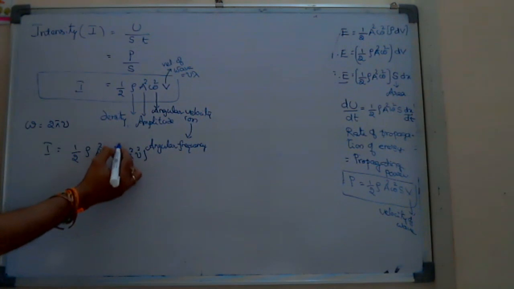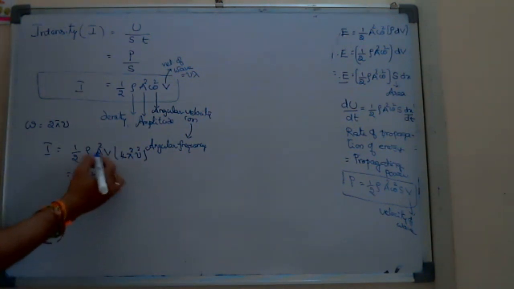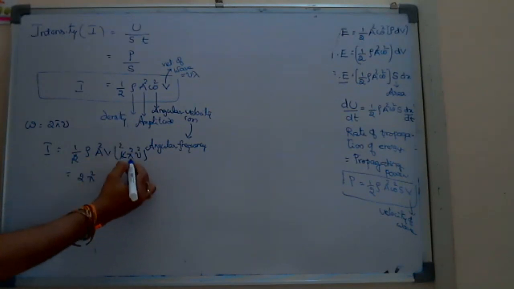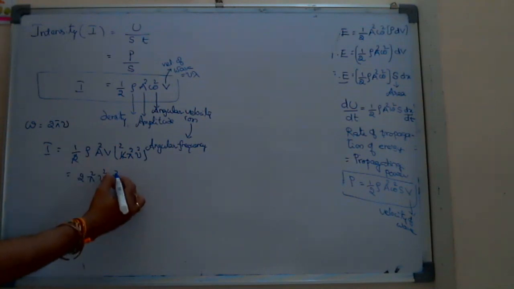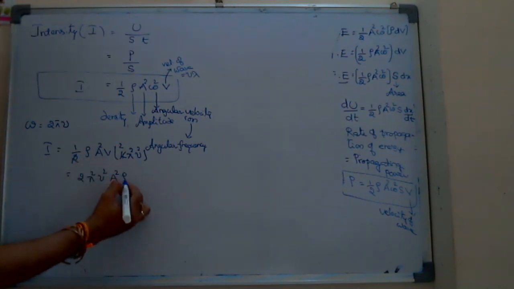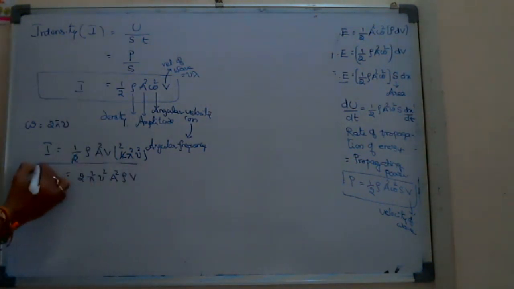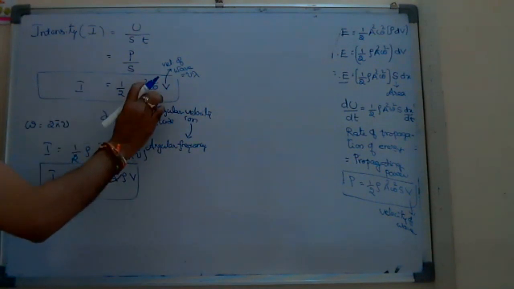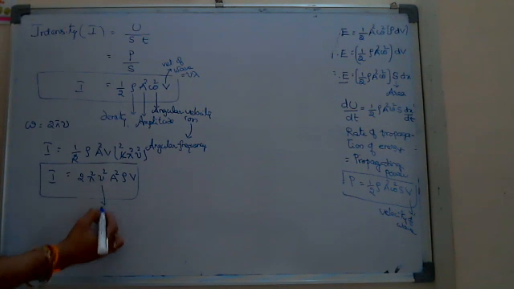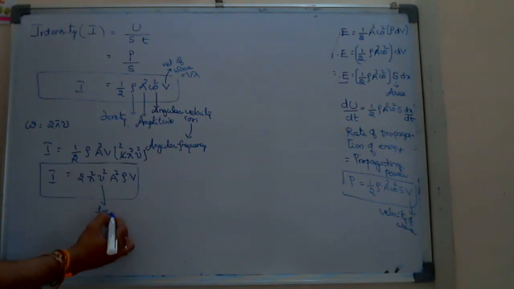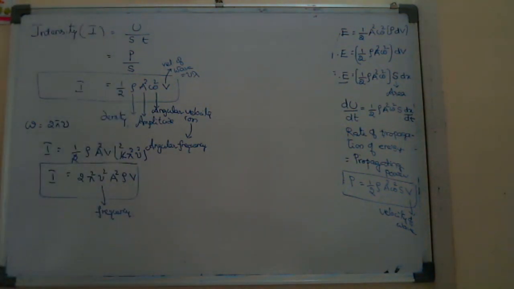Okay, 1 and 2 get cancelled here. So after cancelling you will get 2 pi square mu square. First we write square terms, A square, into leftover terms rho and V. Okay, this is the intensity. You can say the intensity in terms of omega or in terms of frequency, where mu is the frequency. Okay, this is the intensity.